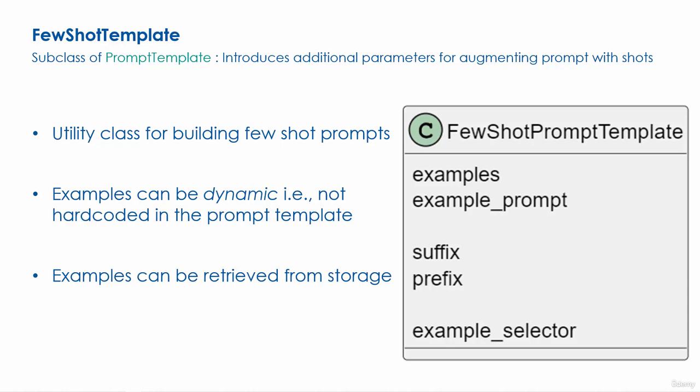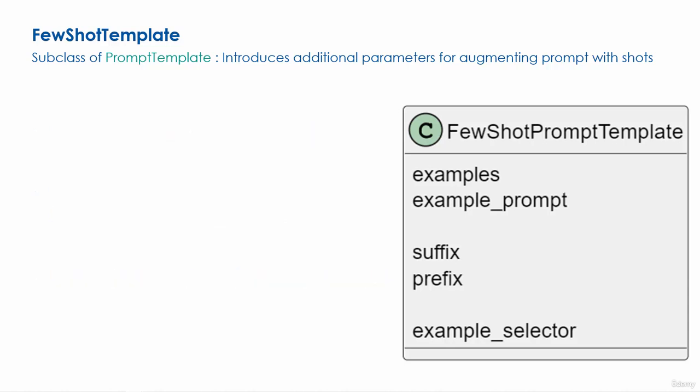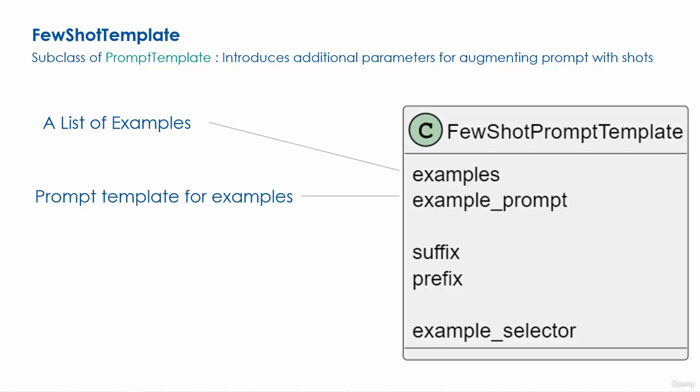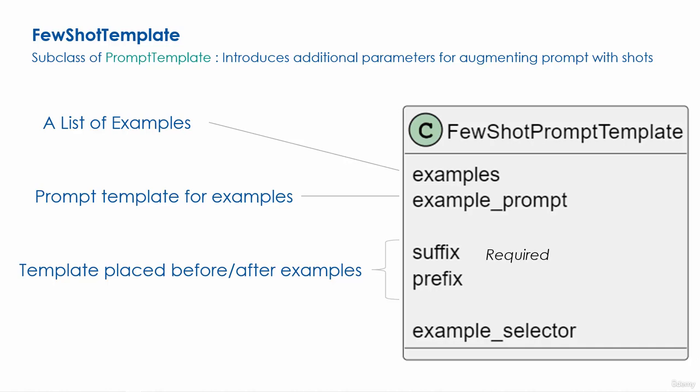Let's go over the parameters needed for the creation of the FewShot prompt template. You need to provide the examples as a list, or as I mentioned earlier, these can be retrieved from storage. Next, you need to provide the example prompt template, which lays out how these examples will appear in the prompt. Next one are the templates which are placed before the examples and after the examples. The parameter suffix is a required parameter, whereas the parameter prefix is an optional parameter.